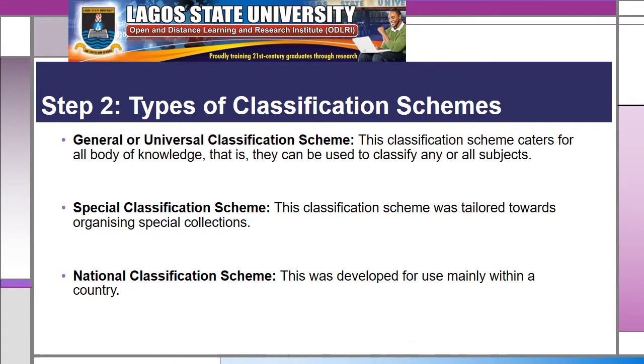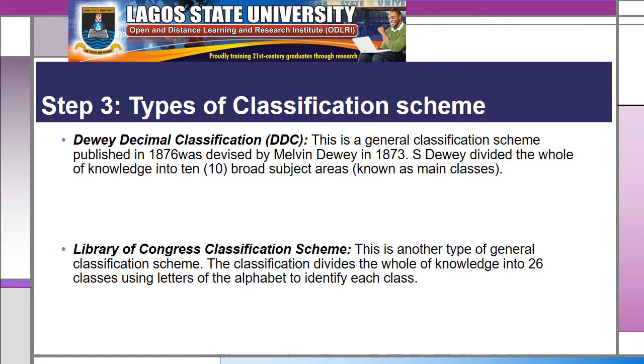The Dewey Decimal Classification Scheme is a general classification scheme which divides knowledge into 10 broad areas, while the Library of Congress Classification Scheme is another type of general classification scheme, but it divides knowledge into 26 broad areas using the letters of the English alphabet. This is the classification scheme that is being used in LASU Library.